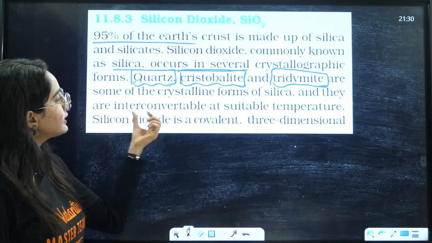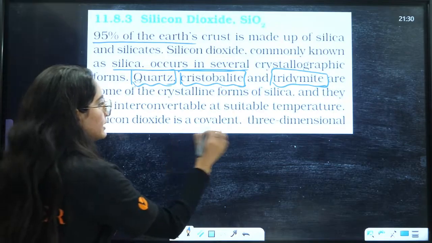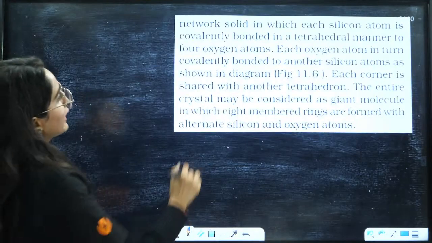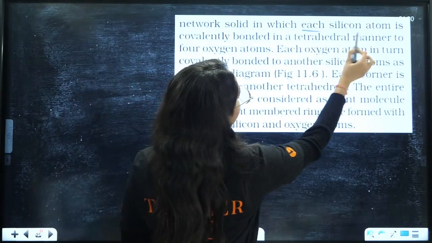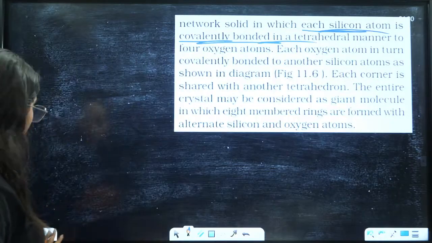Then they are interconvertible at suitable temperatures. Silicon dioxide is a covalent, three-dimensional network solid, in which each silicon atom is covalently bonded in a tetrahedral manner to four other atoms.